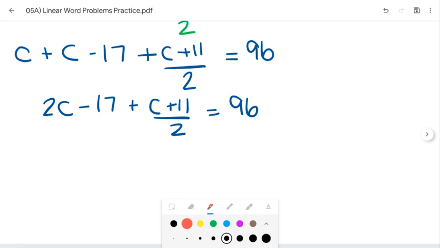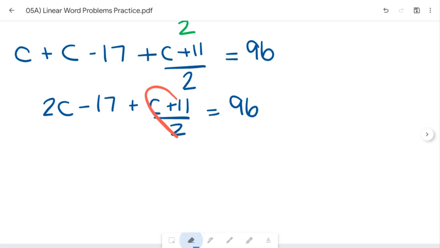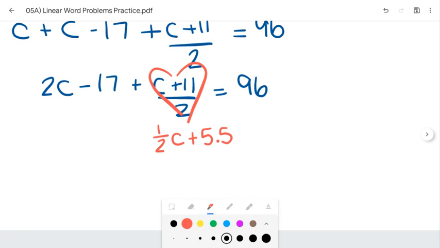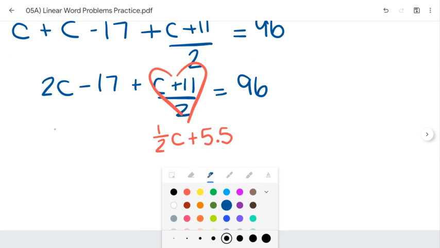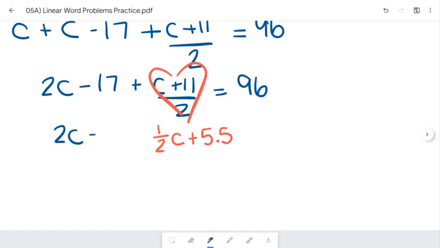We could use distributing, like this distributing rule of division here. So it's like having 1/2 C plus 5.5 if we want to do it that way. Totally fine. Then we would just bring down our 2C minus 17 plus this equal to 96.